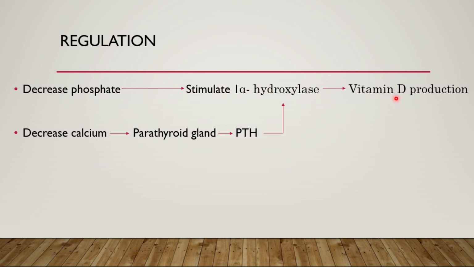Whereas in the case of calcium, things are slightly different. A decrease in calcium is first sensed by the parathyroid gland, and then the parathyroid gland will produce parathyroid hormone, which will now stimulate this enzyme 1-alpha-hydroxylase, and that will ultimately lead to vitamin D production.